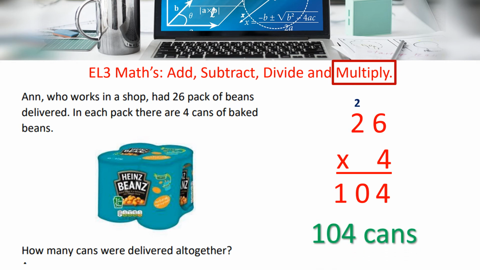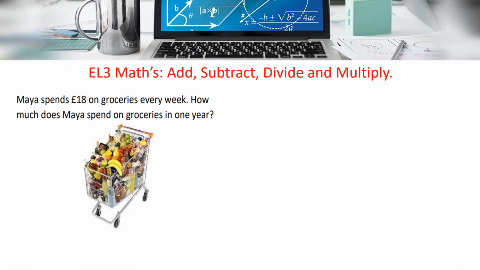Now let's look at multiplying with 2 digits. Maya spends £18 on groceries every week. How much does Maya spend on groceries in 1 year? Well, we know there's 52 weeks in a year. So we multiply 52 by 18.